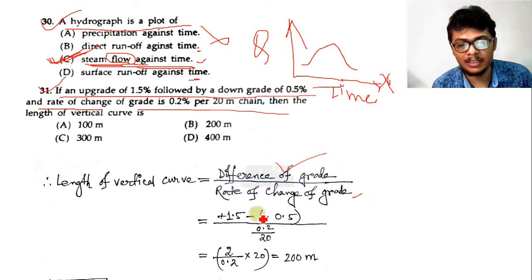Now find out the difference of grade. First grade is 1.5% upgrade, that means positive, minus the second, 0.5%, that is downward, that means minus, divided by the rate of change of grade. Rate of change of grade is 0.2% per 20 meter chain. Now put the values, solve and find 200 meter. Therefore, the correct answer will be 200 meter.